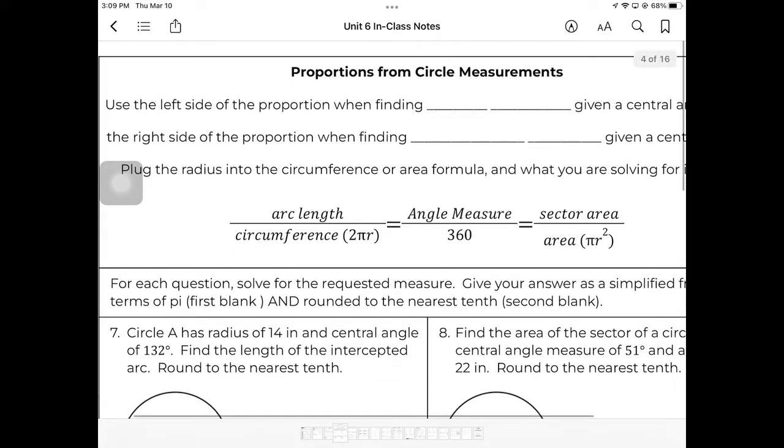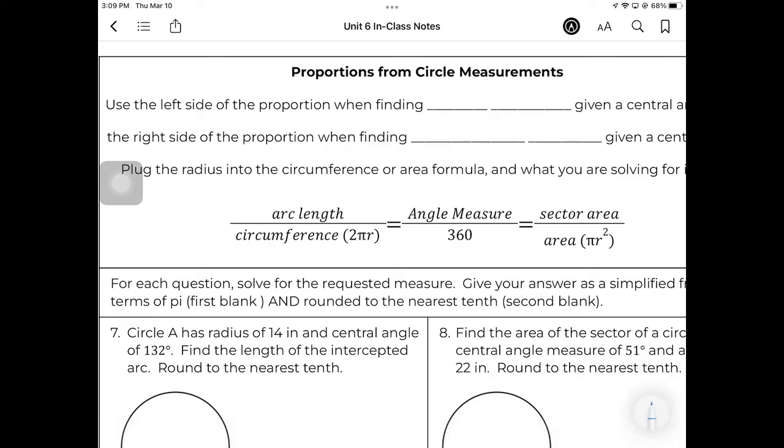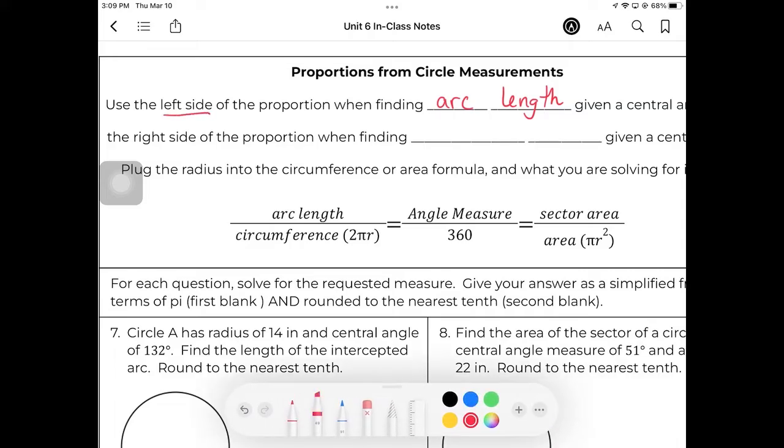So this is how we're going to calculate sector area and arc length. If we're trying to find the arc length, the length of an arc, we're going to use the left side of this proportion. Where arc length, L, over the total circumference 2 pi r has to equal the central angle measure, we'll just call that x, over 360.